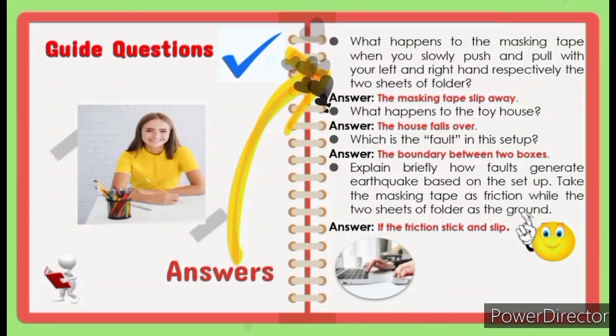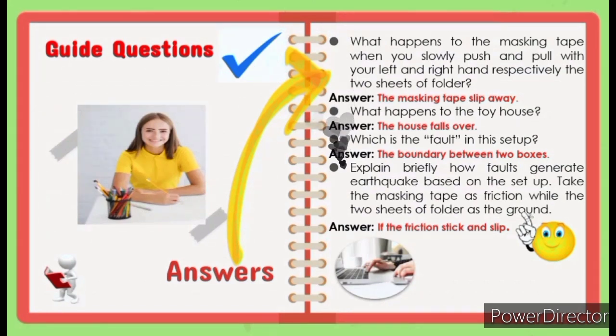Number 2, what happens to the toy house? Anyone? Okay, very good. The house falls over. Okay? Number 3, which is the fault in the setup? You are correct. The boundary between two boxes.